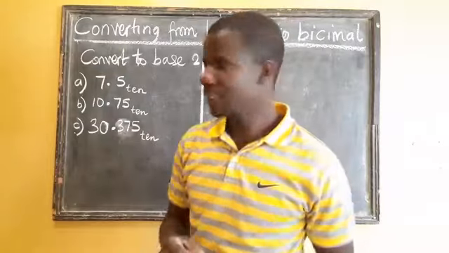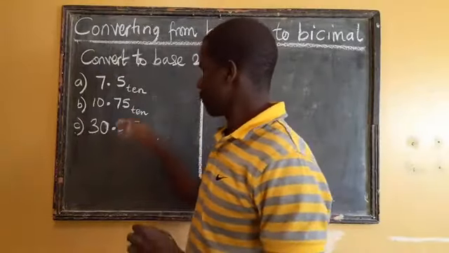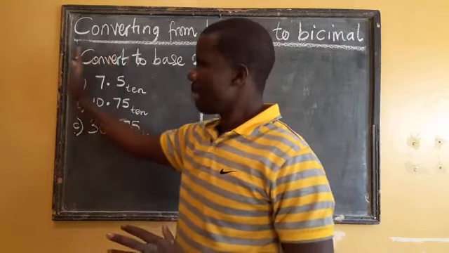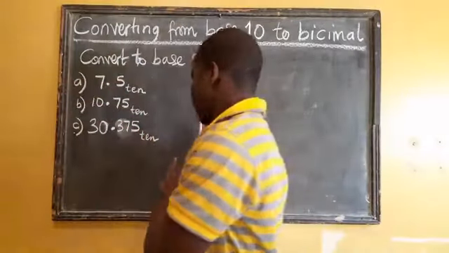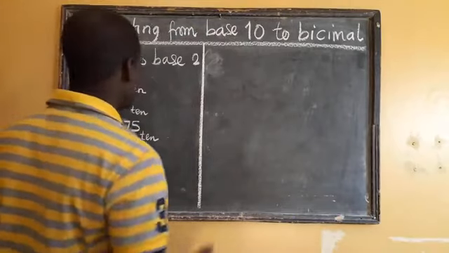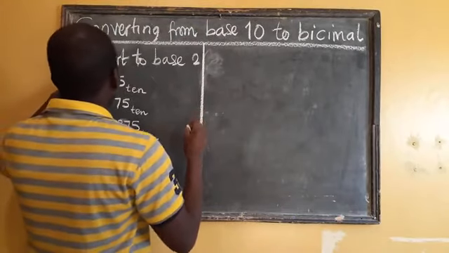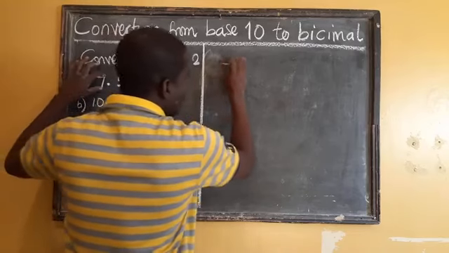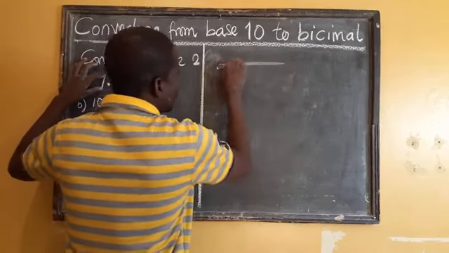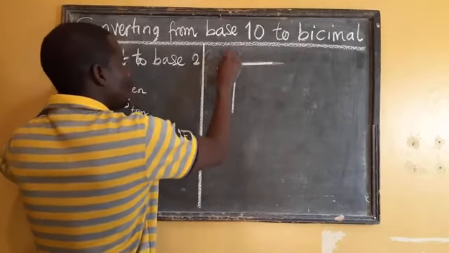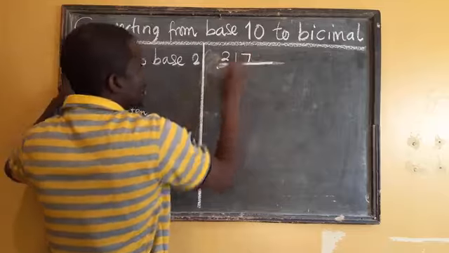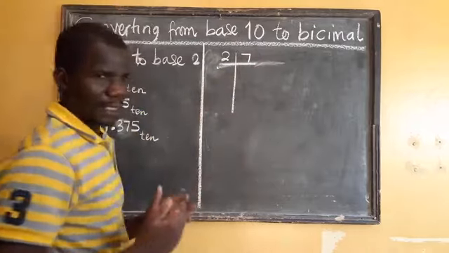And I want you to pay particular attention here. We can start with the first one. So we have a whole number here and the other number this side. So let's start with the 7. How do we convert 7? So for the whole number, we get 2, then 7 here. I think this is very familiar.